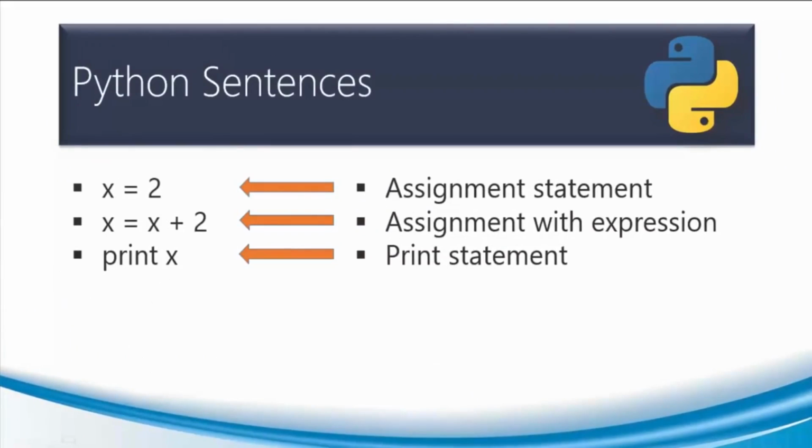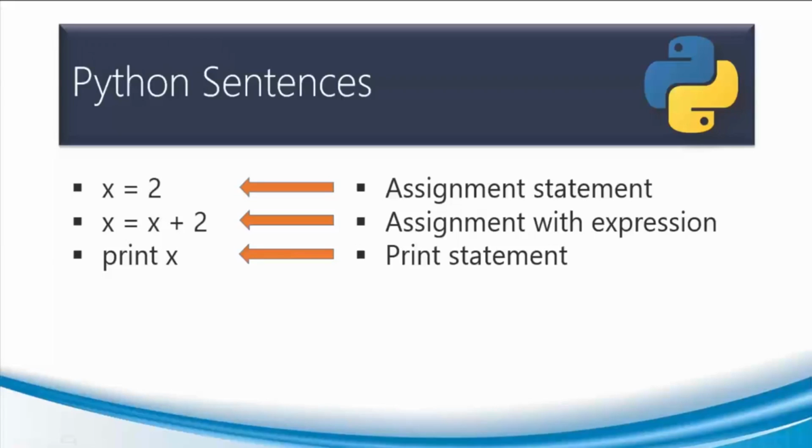Python sentences, for example: we need to define and let Python know what needs to be done. What do we need accomplished? For example, x equals 2, which is an assignment statement, so I'm assigning the value to x. And then I can assign it with an expression. In other words, I can say x equals x plus 2, which means it's simply 2 plus 2 is 4. So when I print x, it's going to print the result 4.